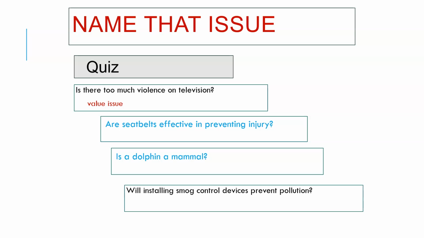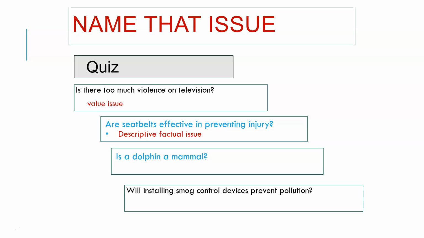If you said a value issue, you're right. The key words there are too much. What is too much for you might be different for someone else. Are seatbelts effective in preventing injury? That's a descriptive factual issue. We can look, and then the why, this is the important part, because we can look at the science, the statistics. We can look at accident reports and see how many people who were wearing their seatbelts compared to those who were not wearing their seatbelts, which ones had more injury.